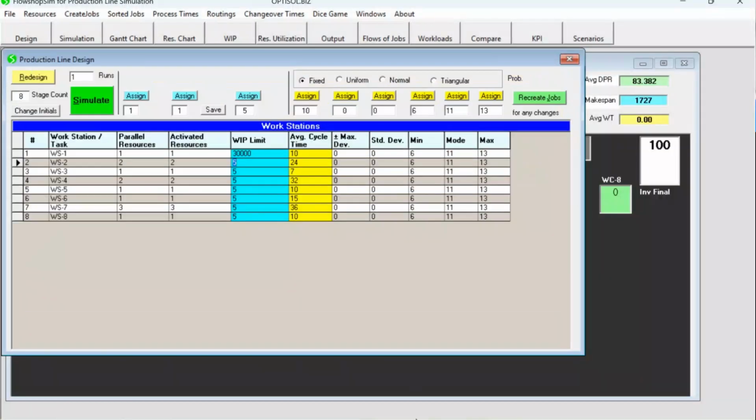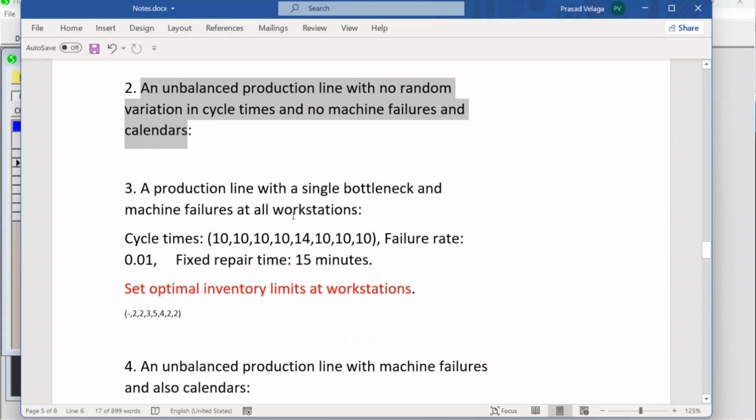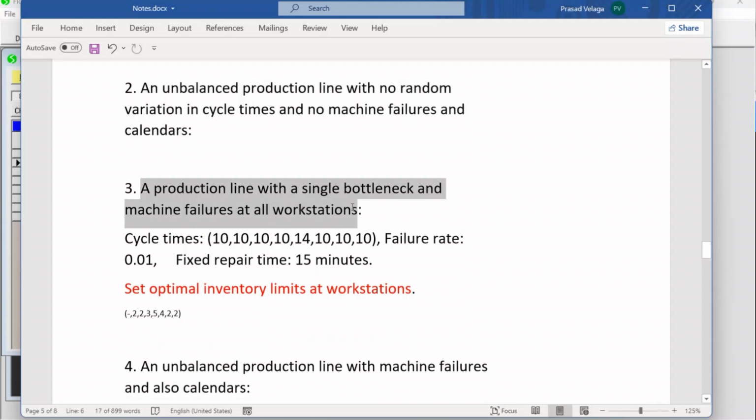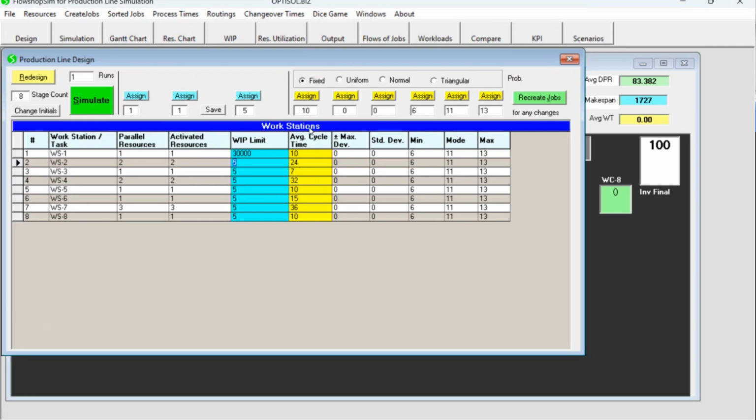Okay, now let us look at the third scenario. In the third scenario, this is a production line with a single bottleneck and machine failures at all workstations. Let us consider these cycle times, 10 everywhere except at the fifth workstation. So I assign 10 as the cycle time at every workstation except the fifth one, where it is 14. Let us keep the inventory limit as 5, and there's only one machine at every work center.